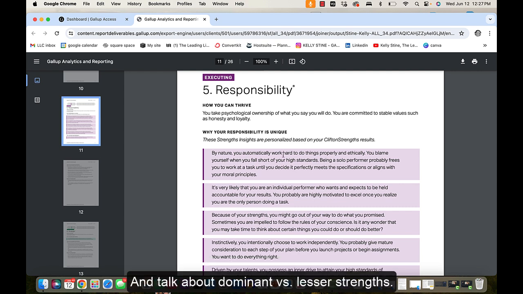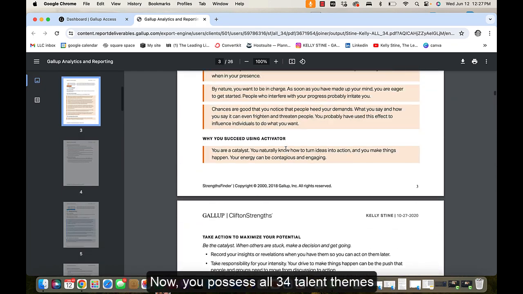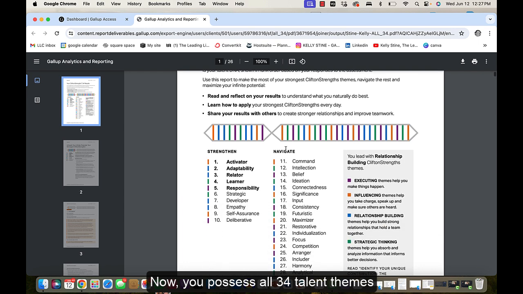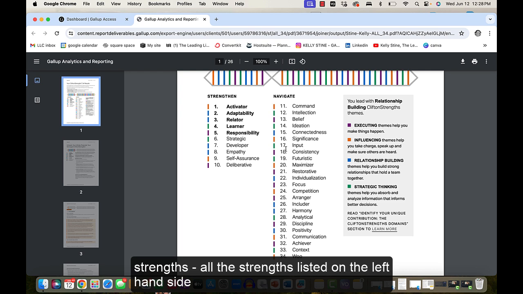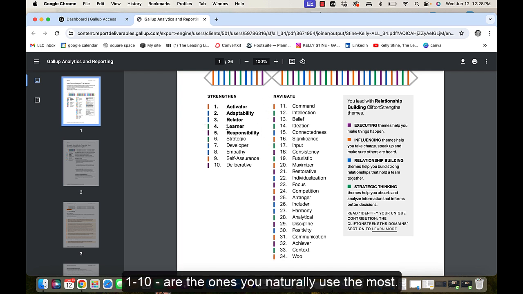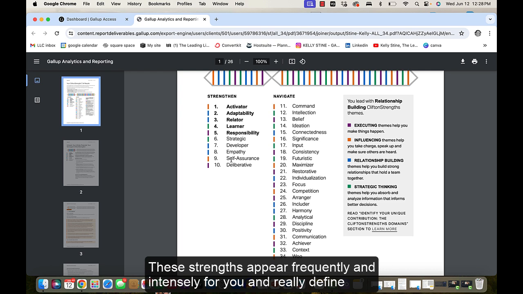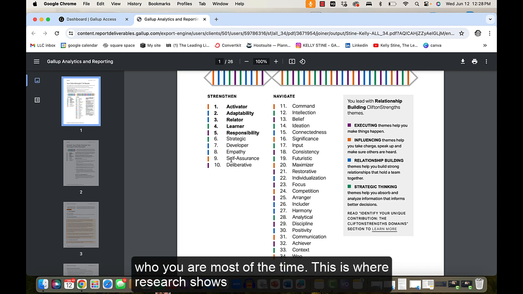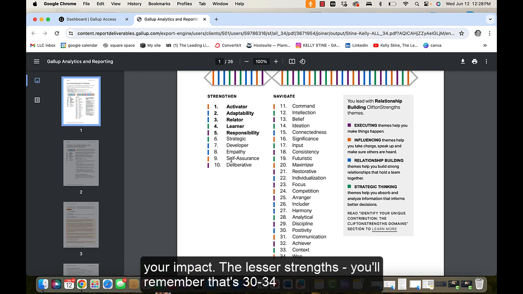So now let's revisit the sequence and talk about dominant versus lesser strengths. Now, you possess all 34 talent themes to a greater or lesser extent, but your dominant strengths, all the strengths listed on the left-hand side, 1 through 10, are the ones that you naturally use the most. 1 through 5 especially. Remember, those are those signature strengths. These strengths appear frequently and intensely for you and really define who you are most of the time. This is where research shows that you should focus your development efforts in order to maximize your impact.